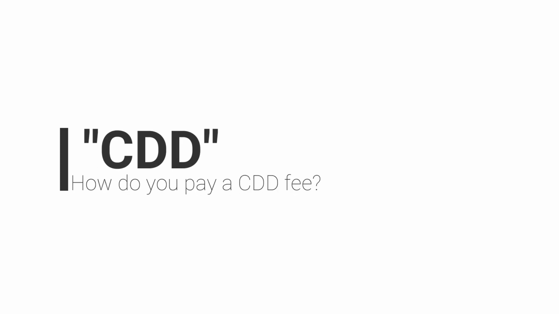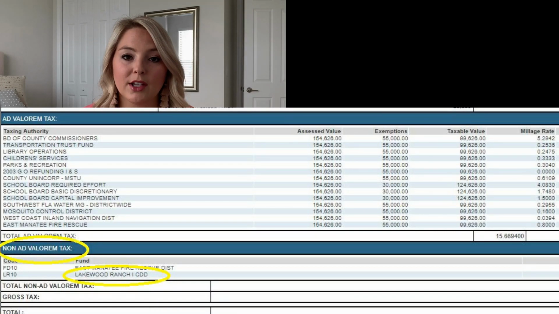Okay, so how do you pay a CDD fee? A CDD fee is paid for in your yearly taxes, more specifically the non-ad valorem part of your tax bill. So when you get that bill, you'll see your basic fees, and then a specific spot for the CDD fee or the stewardship district fee, and that's going to be listed in the non-ad valorem tax part. Here's an example of what that might look like on a tax bill.